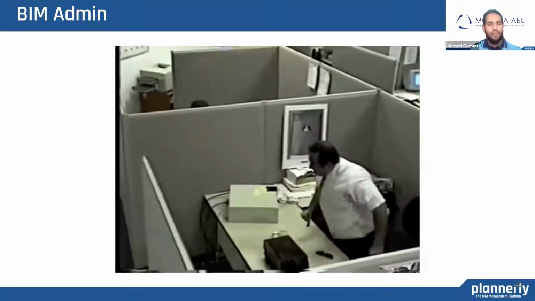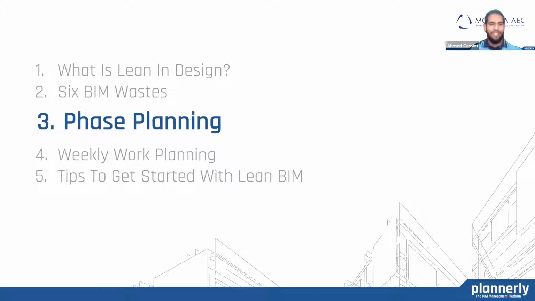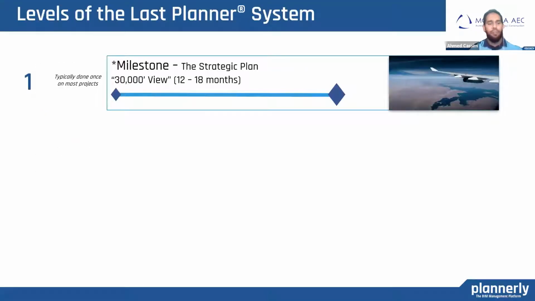So there are companies out there who are doing a better job and who are improving this. So introducing phase planning to make the design process a lot leaner. So phase planning operates at 3 levels. Firstly, the milestone level, the strategic plan, or as you would call it, the 30,000 view, which is between 12 to 18 months or so.